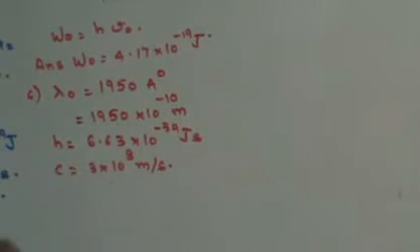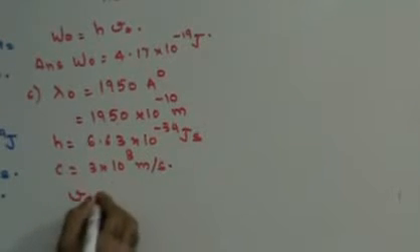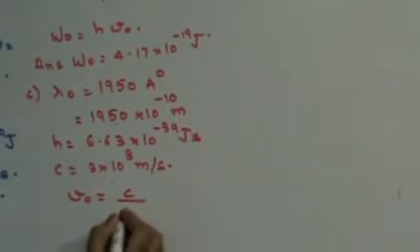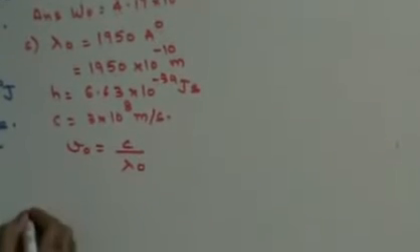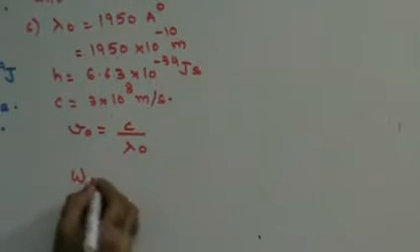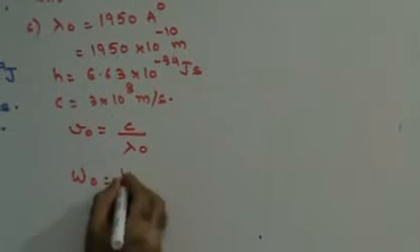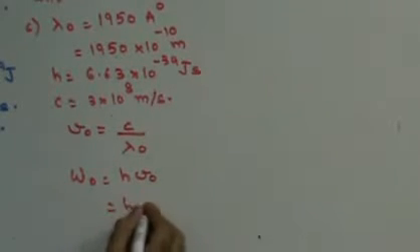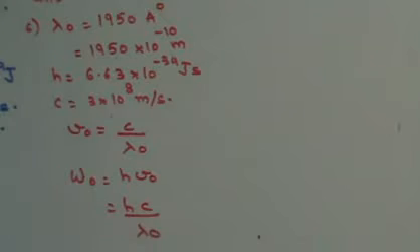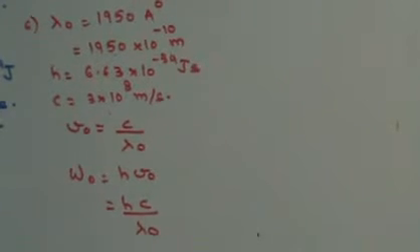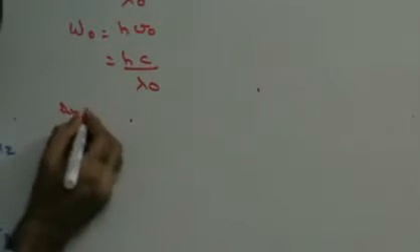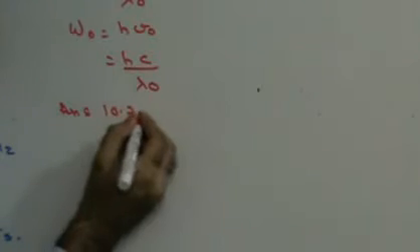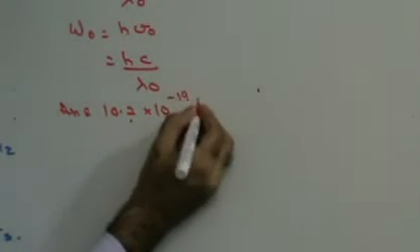First, let's get the threshold frequency, replica of the previous sum. Threshold frequency is velocity of light in air upon threshold wavelength. Then they've asked you to find out work function. Work function is nothing but Planck's constant into threshold frequency. So this is hc upon lambda 0. You know c, you know lambda 0, you know h. You should get the answer. The answer for this should be 10.2 into 10 raised to minus 19 joules.